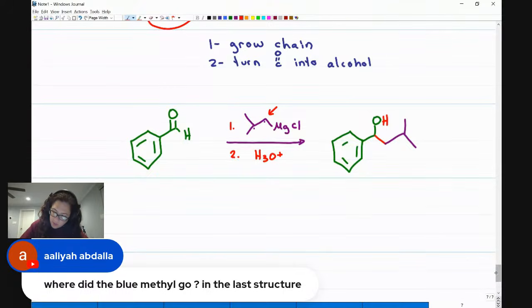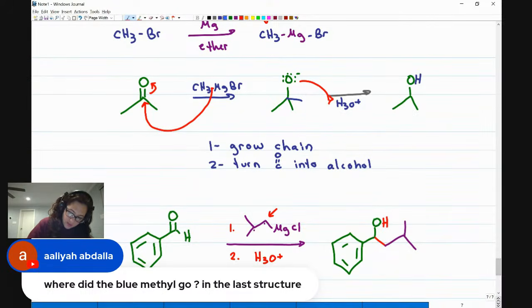Question, where did the methyl go in the last structure? Oh, it disappeared is where it went. The methyl should be right here. Good catch. Thank you.